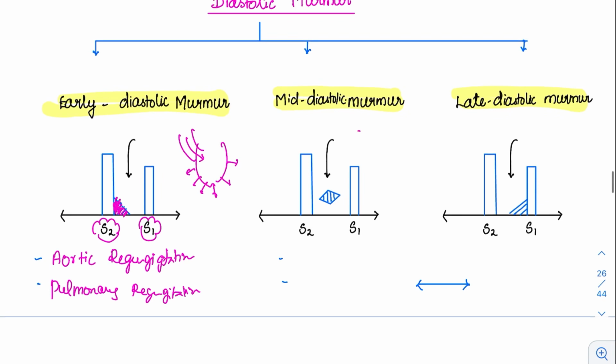Then coming to mid and late diastolic murmur, both are caused by the same conditions. There is a diastole which is happening. If it is early, the aorta is giving the blood. But if it is late, usually a late murmur is not caused by the aorta. Why? Because it would have closed, even though some blood would have leaked in the early part. Usually a late diastolic murmur is caused by the mitral and tricuspid valves.